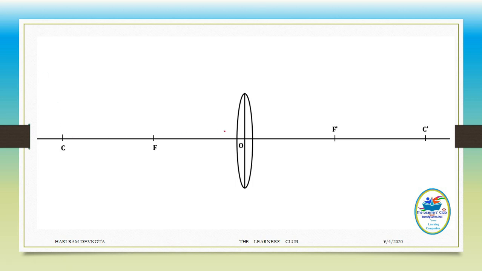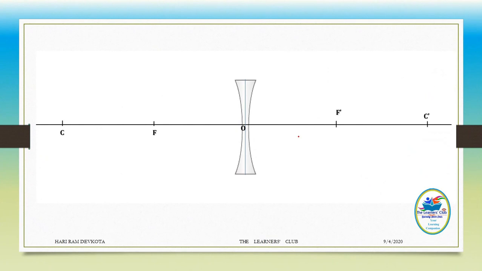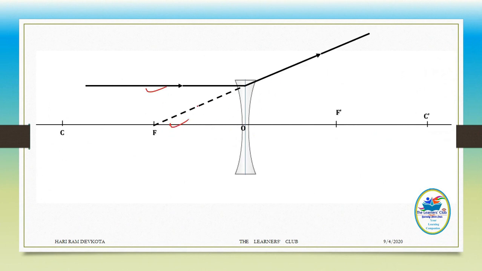This horizontal line represents the principal axis, students. A ray of light parallel to the principal axis, that is with this line, these two are parallel to each other, will pass through the focus on the other side. The same rule applies in case of a concave lens as well, where a ray of light which is parallel to this principal axis will appear as if it is diverted from the point of principal focus and goes away.